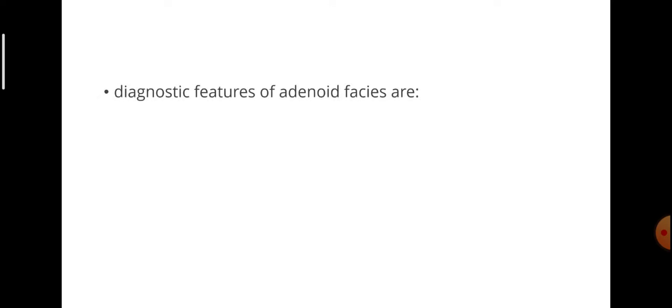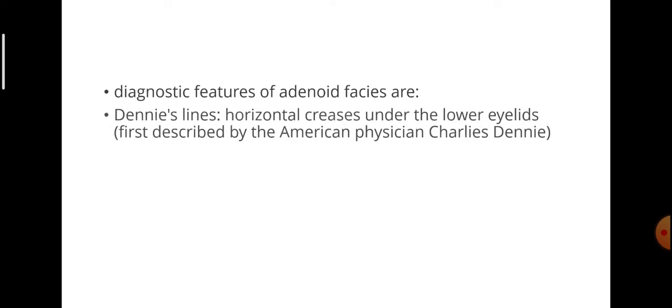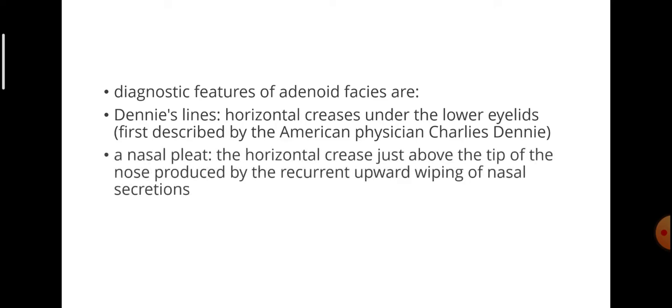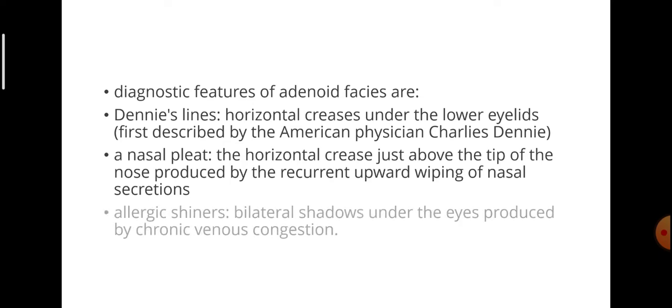The diagnostic features of adenoid facies are Denny's lines, horizontal creases under the lower eyelid, first described by the American physician Charles Denny. A nasal pleat, the horizontal crease just above the tip of the nose, produced by recurrent upward wiping of nasal secretions. Allergic shiners, bilateral shadows under the eyes produced by chronic venous congestion.